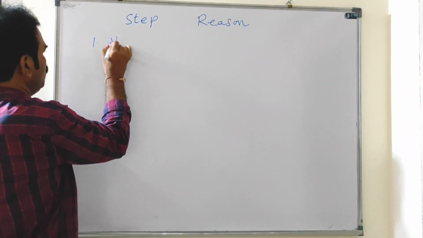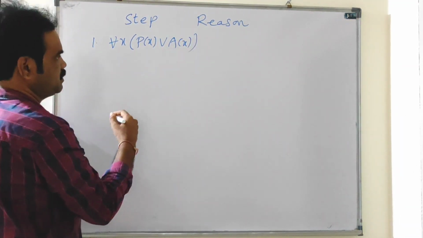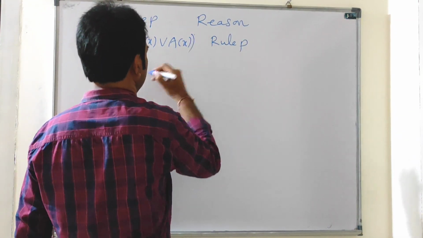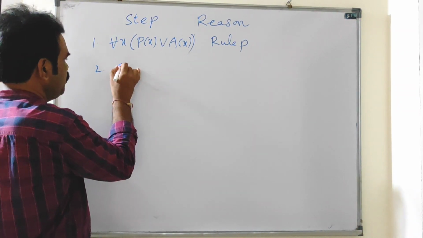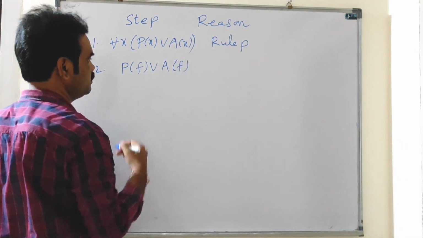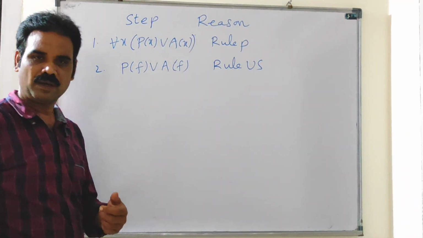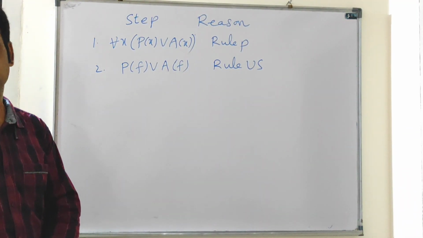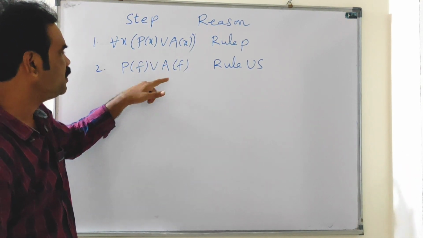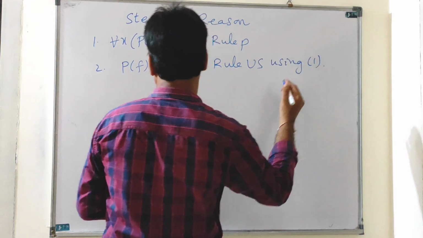Step, reason. See the first step. For all x, P of x or A of x. This is in given premises. That's why the reason is rule P. Next, from this we have P of F or A of F, by rule US. What is rule US? For all x, P of x, therefore P of c for any c. From for all x, P of x or A of x, we get P of F or A of F. Rule US using 1.